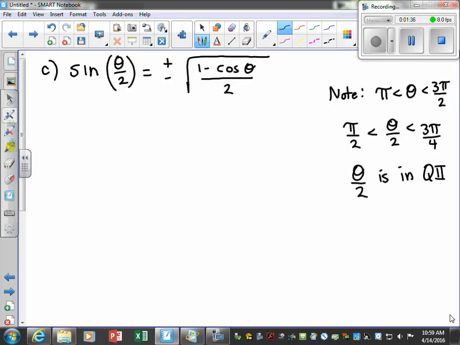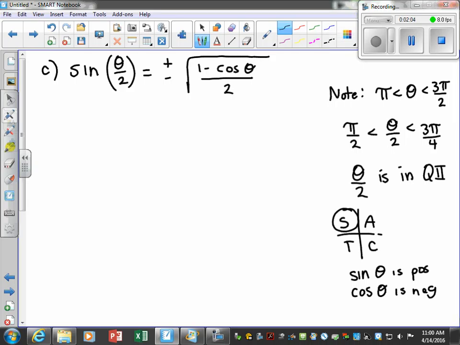Because what we need to know about that is, recall, all students take calculus, so sine of theta over 2 is positive in quadrant 2, right? Because we're here. We're in quadrant 2. And what about cosine of theta? It's negative, so we'll just keep that in mind. That's just some reminders about our signs that we're going to look back on in a minute.